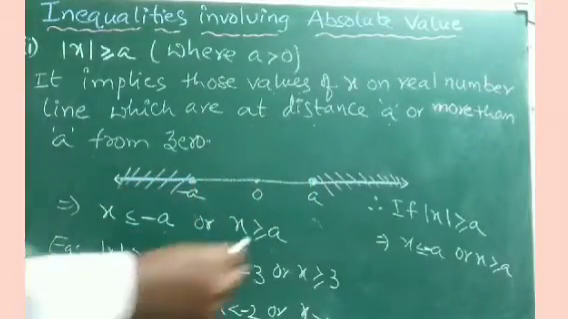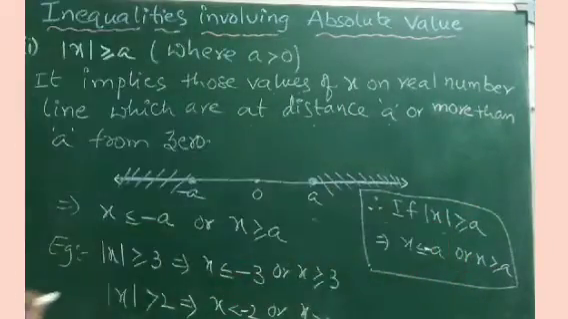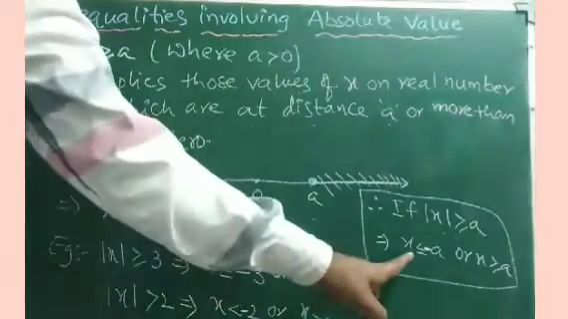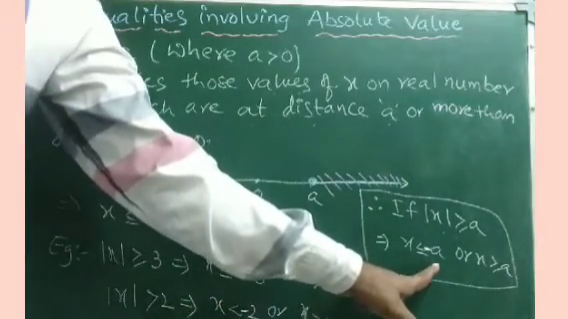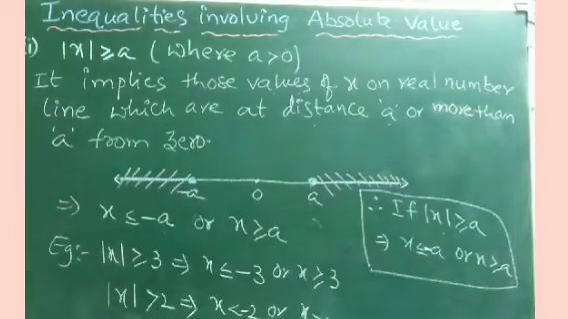So from this, finally, what we can say is that this is the identity. If modulus of x is greater than or equal to a, then the solution is x less than or equal to minus a or x greater than or equal to small a.